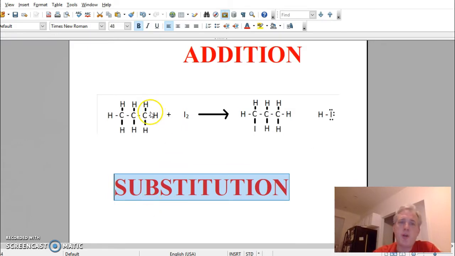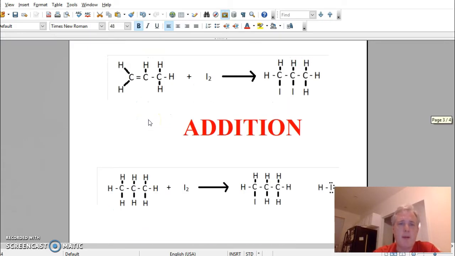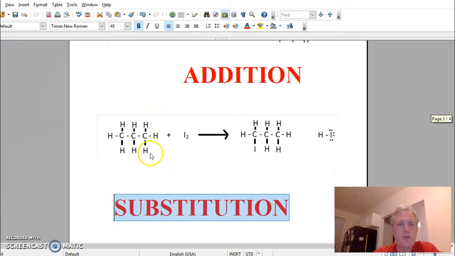Now in substitution, notice, unlike in addition, let's go back up here, addition, you have an unsaturated hydrocarbon. You have a double bond or maybe a triple bond, which you can break and add to either side. We don't have that here. In substitution, there is no place to add anything else to these carbons. Why? They all are doing the happy carbon dance. Each one has 4 bonds, or I should put it this way, are connected to 4 other atoms. Therefore, we have to substitute.